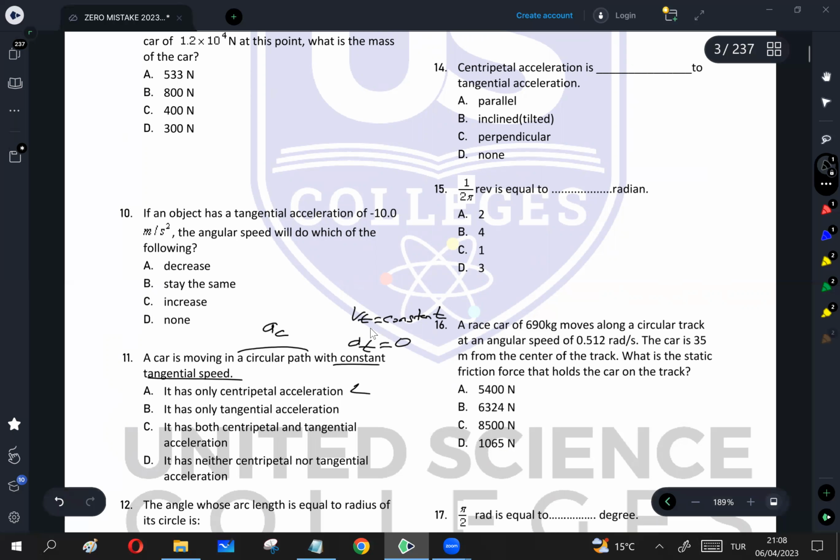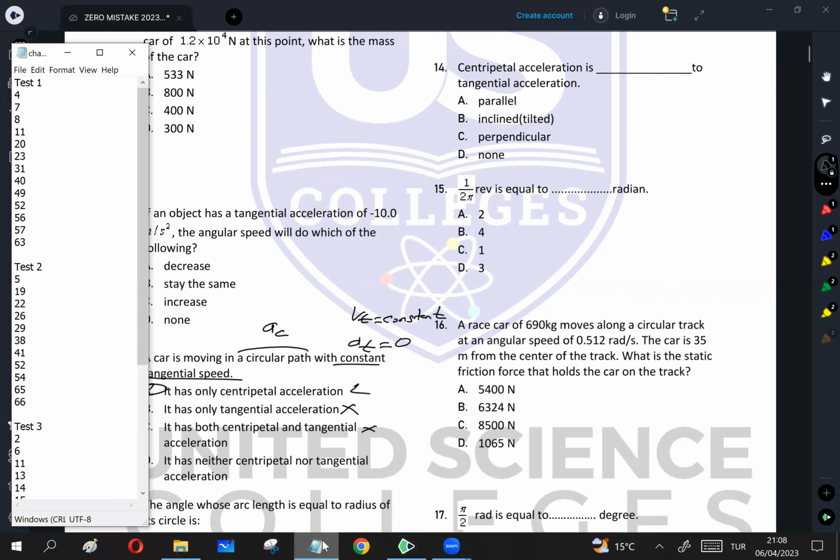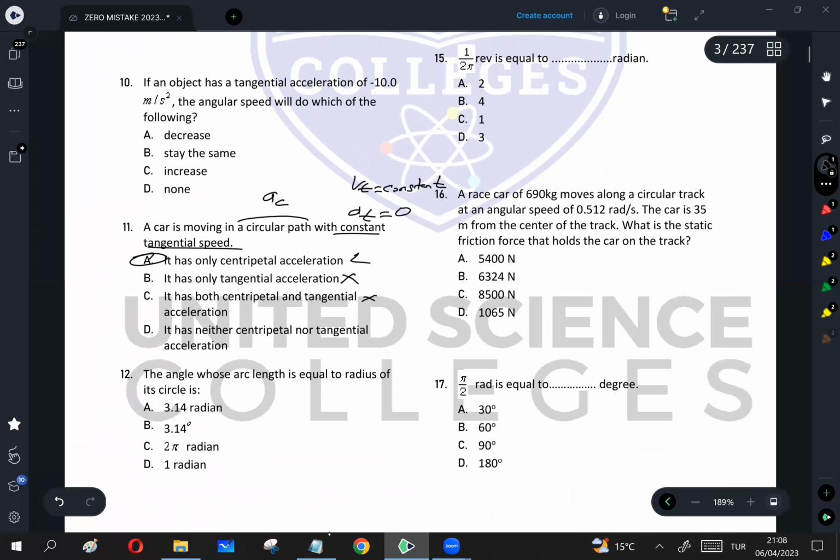This is correct. It has only tangential acceleration, not correct. It has both centripetal and tangential, not correct. Okay, the correct answer is it has only centripetal acceleration. The question after 11, I will go 20.